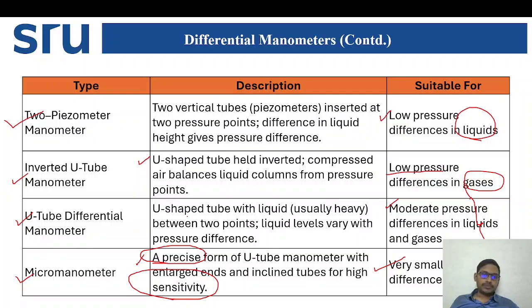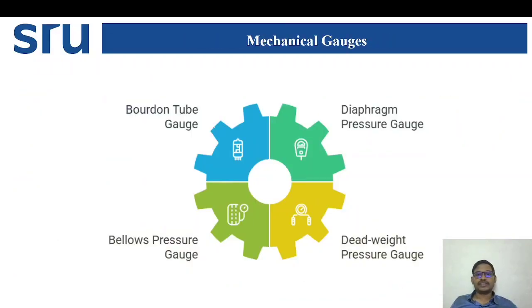U-tube: a U-shaped tube with liquid, usually heavy, between 2 points. Liquid levels vary with pressure difference. And you can see a U-shaped tube held inverted, where compressed air balances liquid columns from pressure points. So they are inverted, but compressed air balances liquid columns from pressure points. This one is two vertical tubes, that is piezometers, inserted at two pressure points. Difference in liquid heights gives pressure difference.